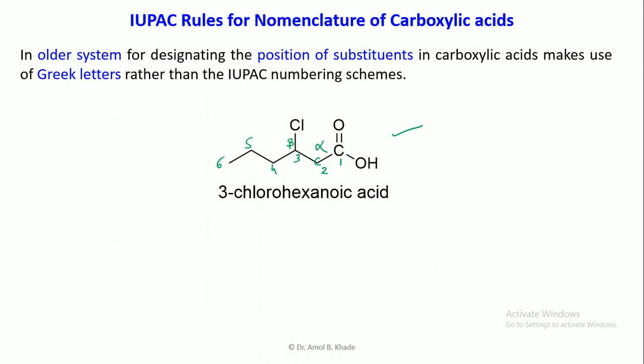In such a case I can also write the name of this compound as beta-chlorohexanoic acid. In some of the books for reference you may find this kind of nomenclature: beta-chlorohexanoic acid. So this beta indicates the position of the substituent. How do you give the Greek letters here? You have to see the next carbon to the carboxylic acid carbon. The immediate carbon will get alpha, the next will be beta, and so on.